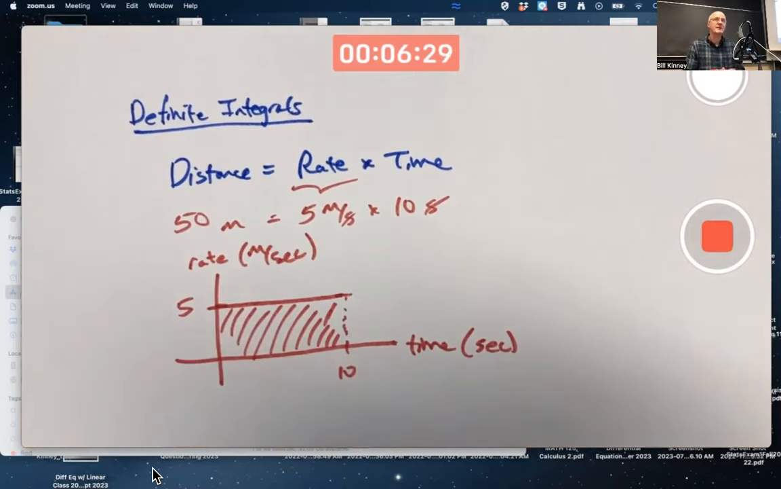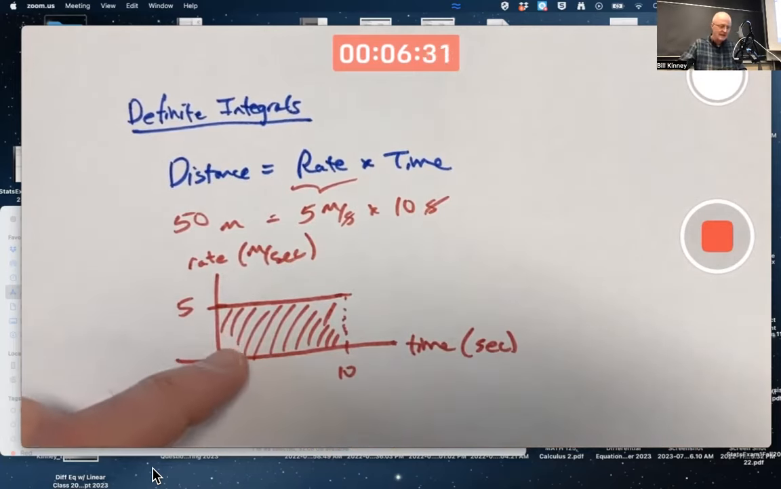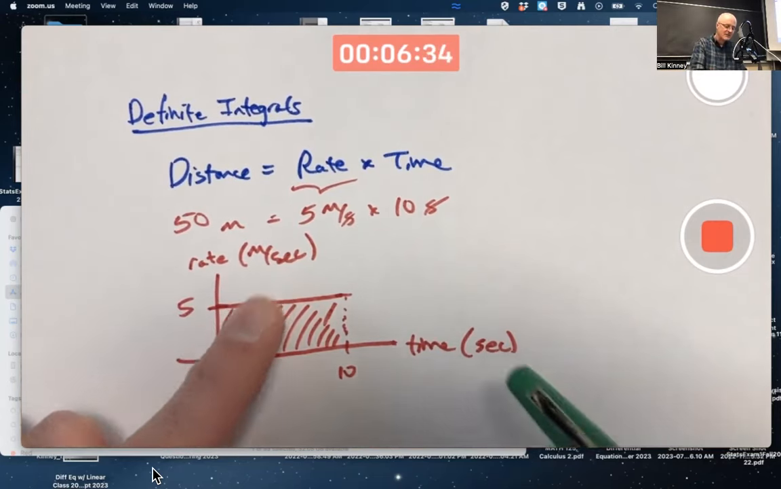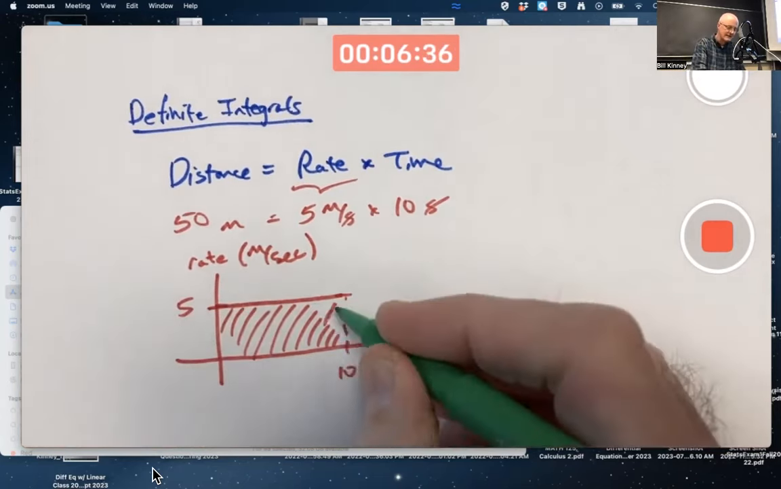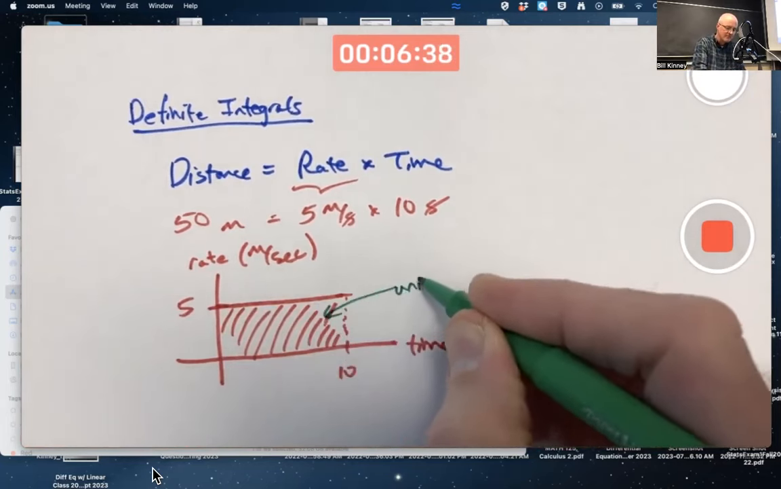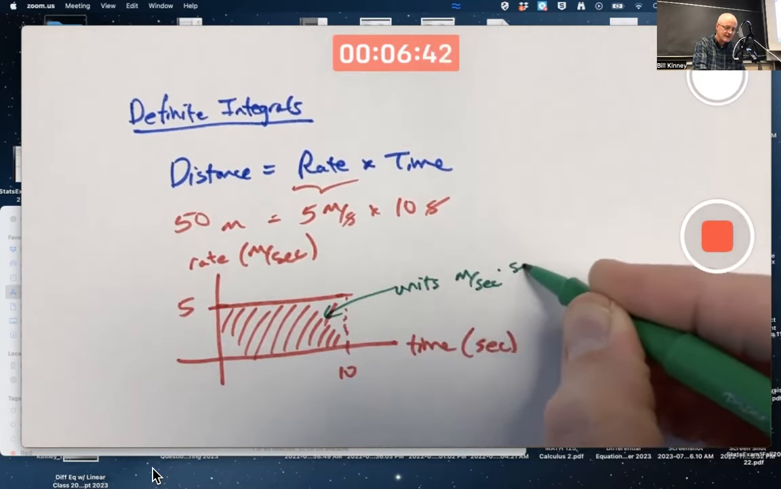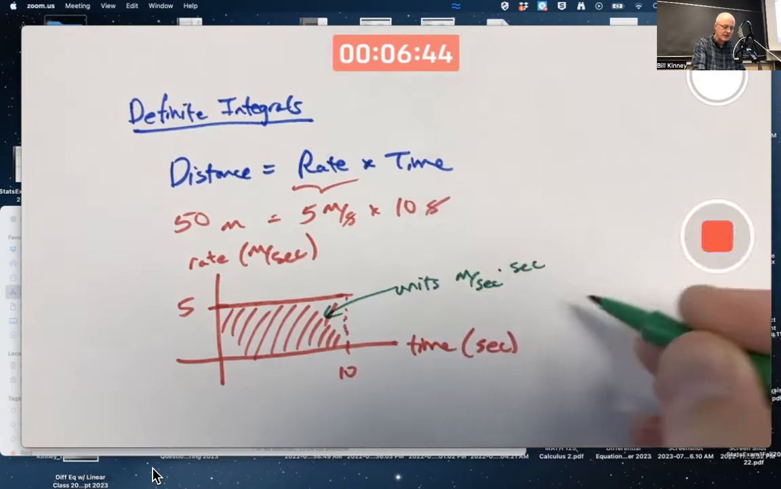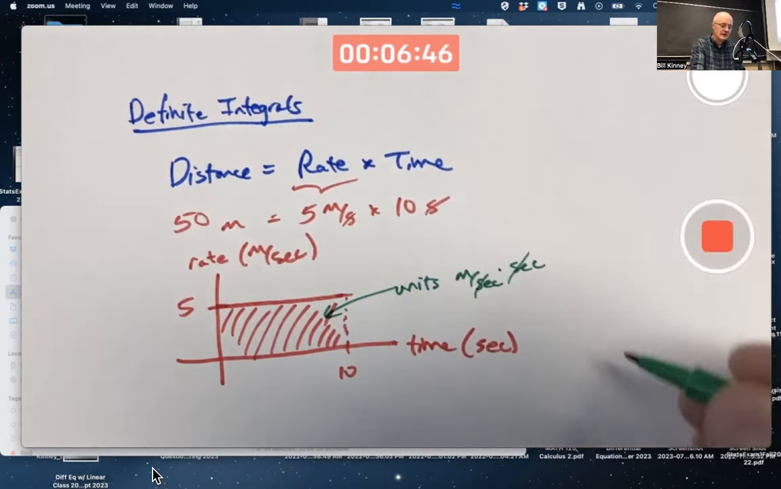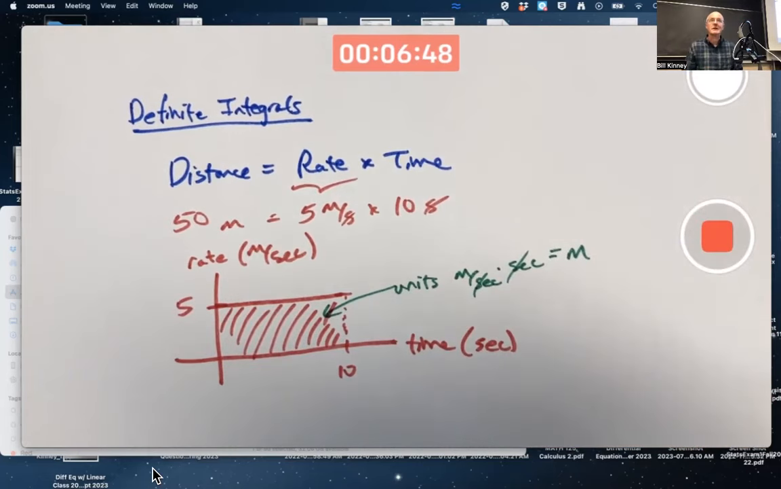And we think of the units for the areas as being units for the vertical axis times the units of the horizontal axis. The units would be meters per second times seconds. Yes, I'm using inconsistent notation here, but it's hopefully not a big deal. The units for that area are meters for the application. It's all in terms of how you're interpreting the graph in the application.